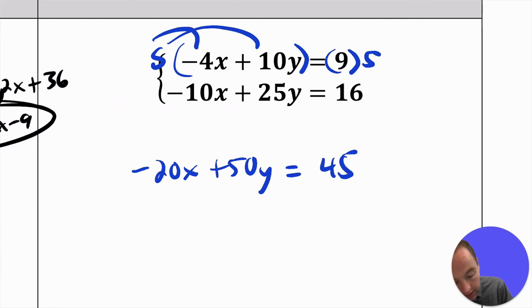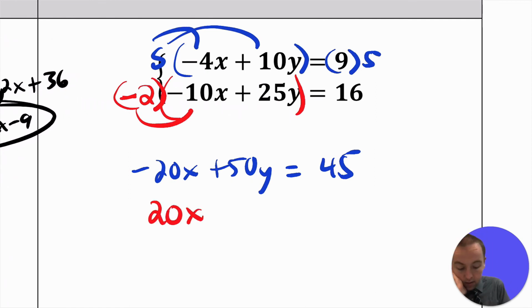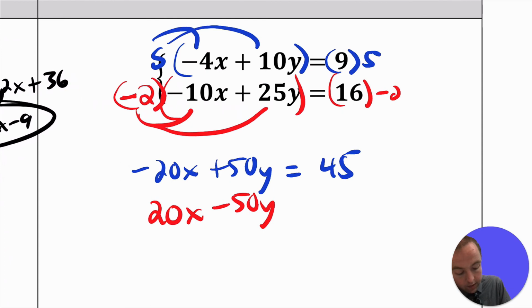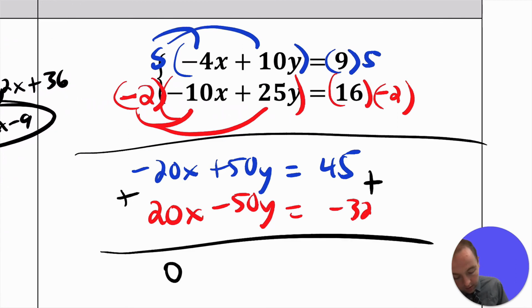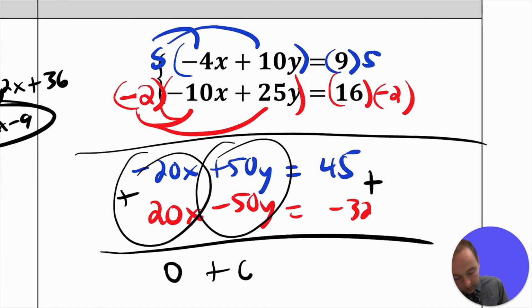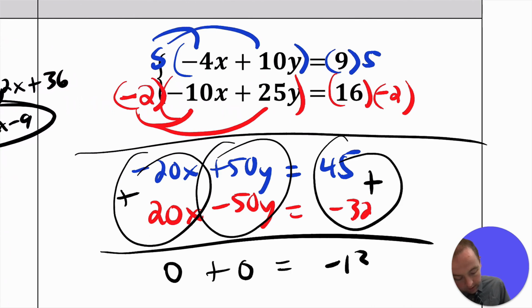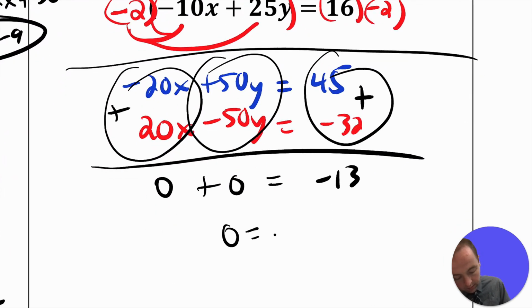And then if I want opposites, I'm going to multiply this here by a negative 2 because I want it to become a positive 20, and negative times a negative. So negative 2 times that would become minus 50y, and then multiply that by negative 2 to become negative 32 on that side. Now, if I add both sides together, I get 0, and then plus 0 equals negative 13. So 0 equals negative 13.